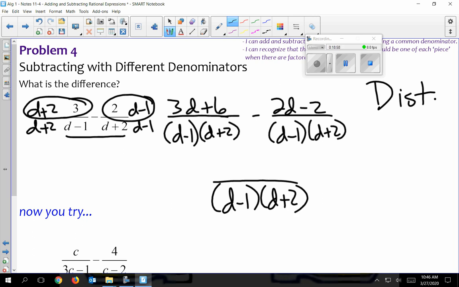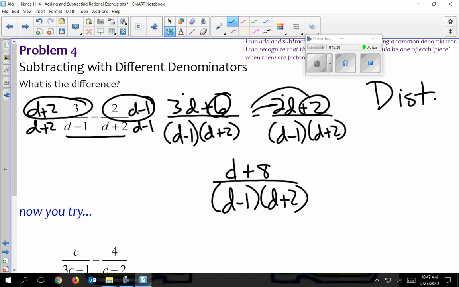But when you get the subtraction, you just have to remember to distribute a minus sign to this, kind of like the division that we did last section. So that's really going to become a positive 2. So 3d minus 2d is just d, and 6 plus 2 is 8. There's nothing there that I can reduce, so I'm done.